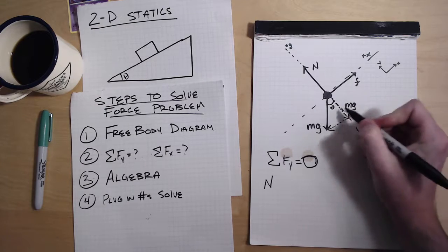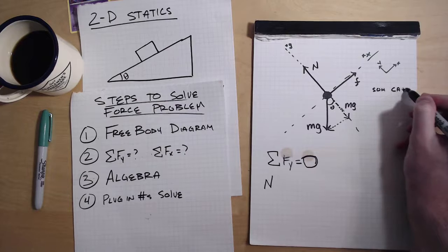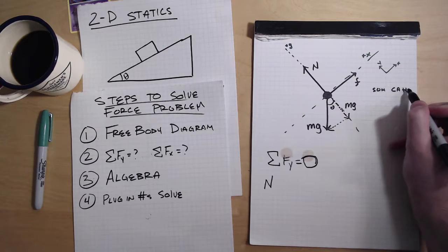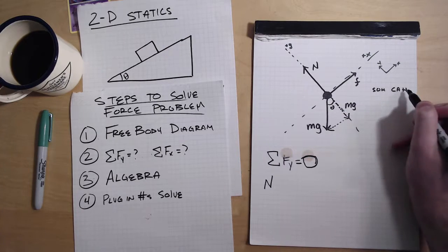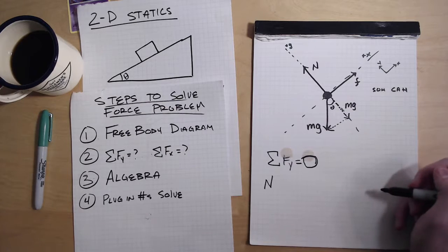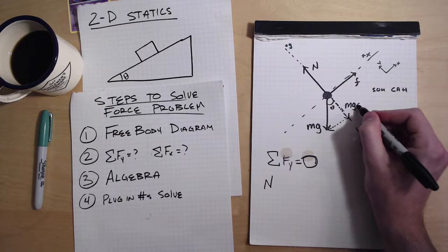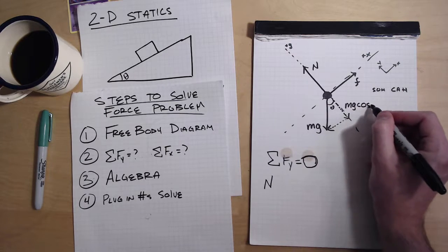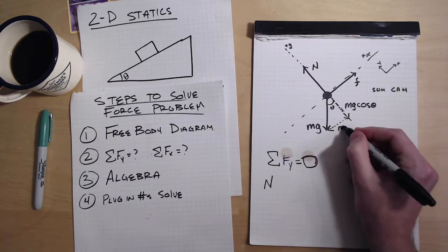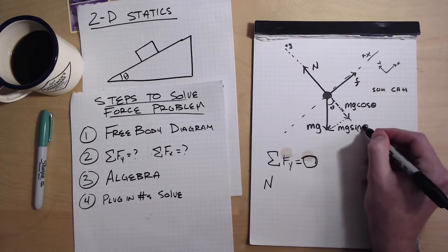Okay? So that makes this one over here mg, and because it's the adjacent side, remember we're doing SOHCAHTOA here. Cosine of theta is adjacent over hypotenuse. The hypotenuse here is mg. So if we work that out, we get mg cosine theta. That's this side right here. And that makes this side down here mg sine theta.